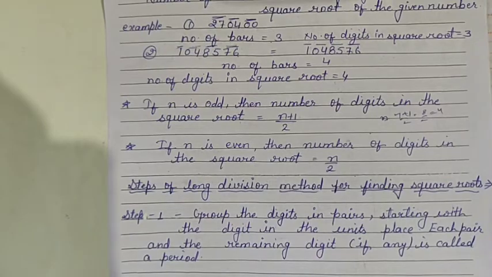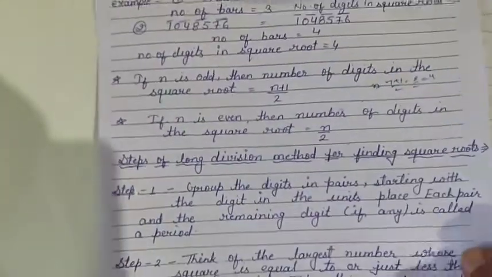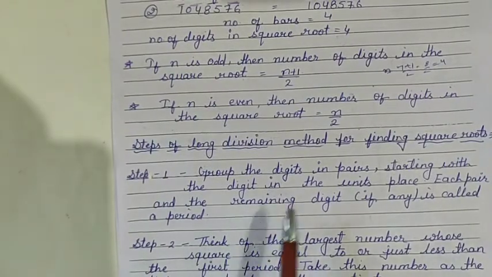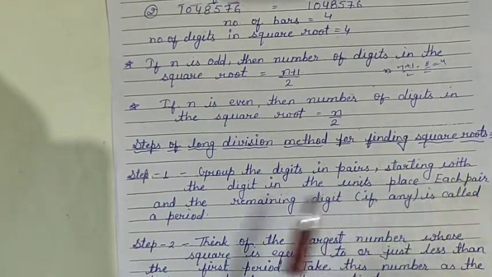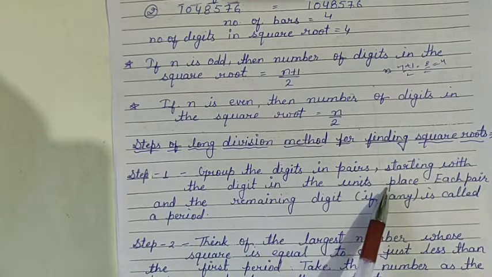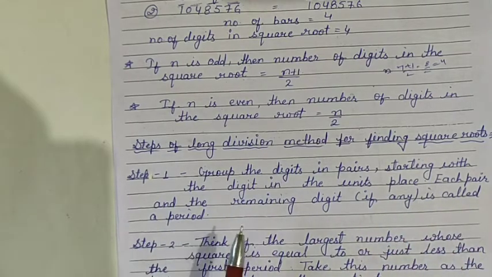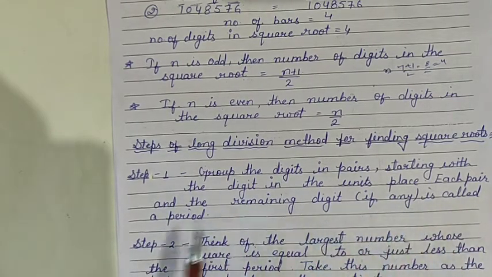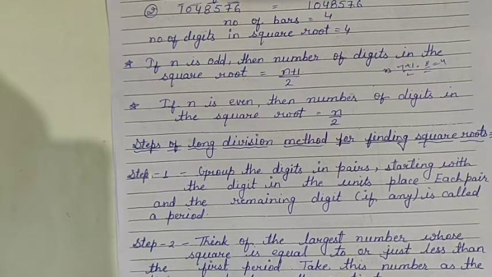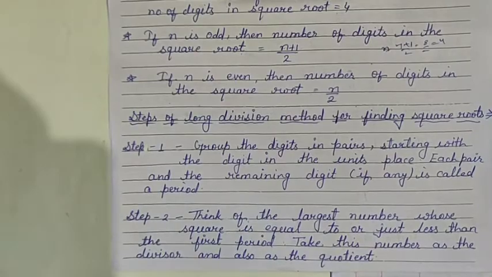Now, steps of the long division method for finding square roots. Step number 1. Group the digits in pairs starting with the digit in the units place. Each pair and the remaining digit, if any, is called a period. Step 2. Think of the largest number whose square is equal to or just less than the first period. Take this number as the divisor and also as the quotient.